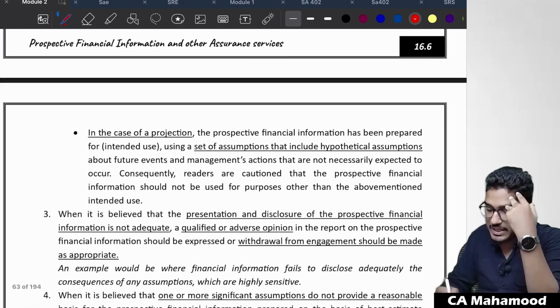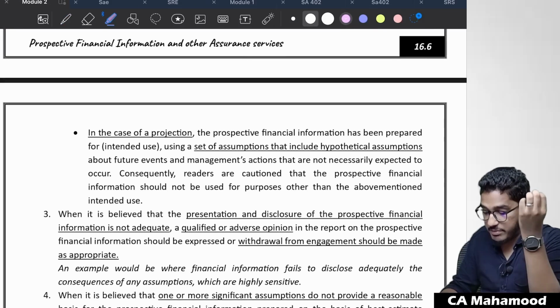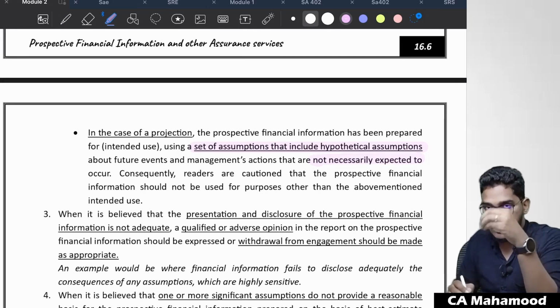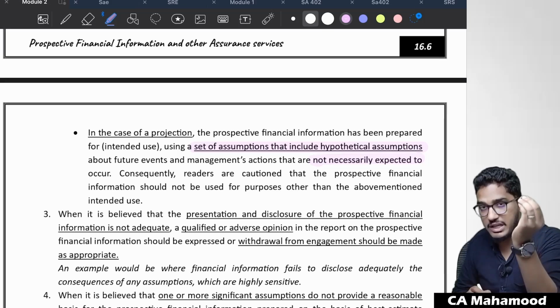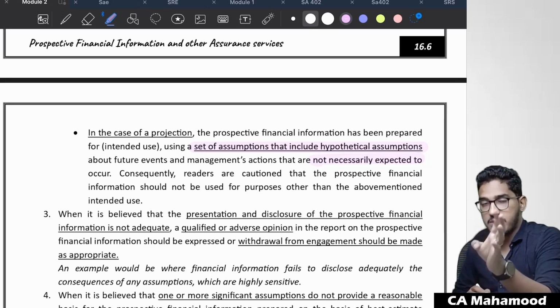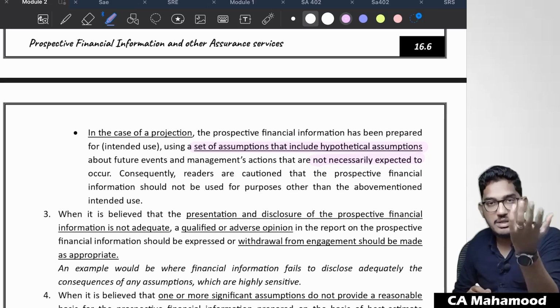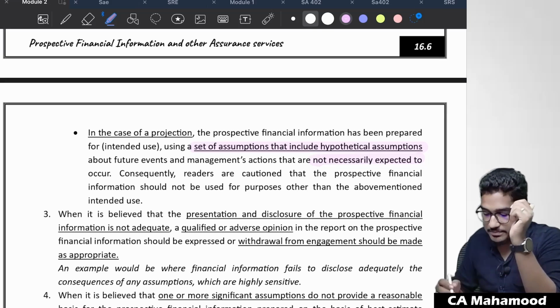Next, in the case of a projection, the prospective financial information has been prepared using a set of assumptions that include hypothetical assumptions about future events and management's actions that are not necessarily expected to take place. Add this line also. In case you are verifying a projection, you have to clearly say that this prospective financial information is prepared on the basis of hypothetical assumptions. They might occur, they might not occur. That also you give clarity.